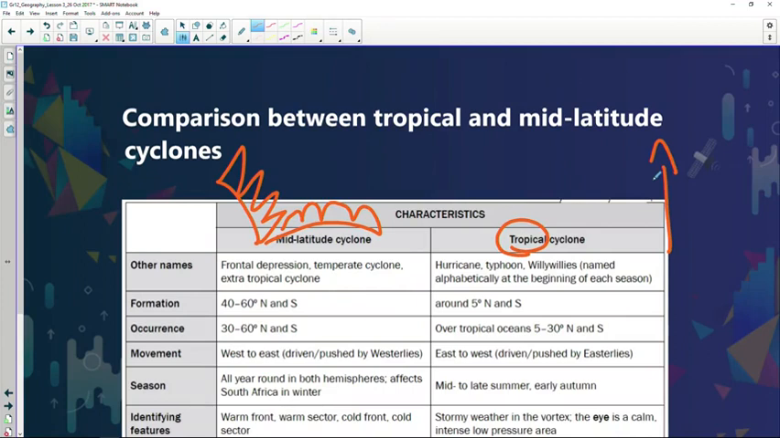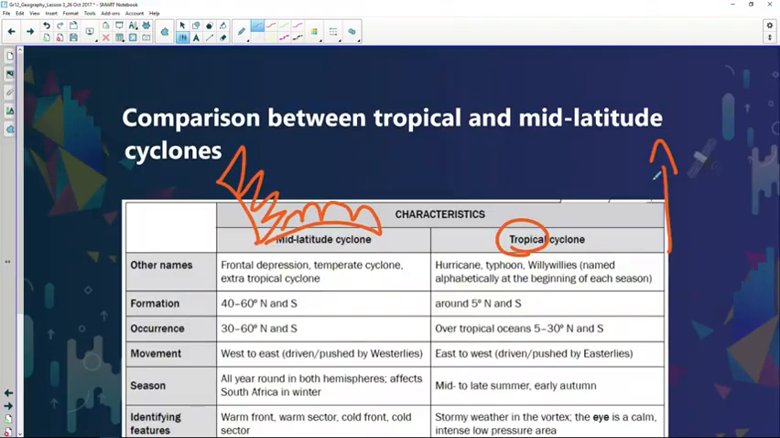Now obviously, if we quickly look through the list over there, different names for mid-latitude cyclones are frontal depressions and temperate cyclones. What do we call tropical cyclones? Americans call them hurricanes, Australians willy-willies, and the Japanese call them typhoons. So, different names. Where do they form? The mid-latitudes, between 40 and 60 degrees north and south of the equator. Where do tropical cyclones form? From 5 degrees up into 30 degrees north and south of the equator.